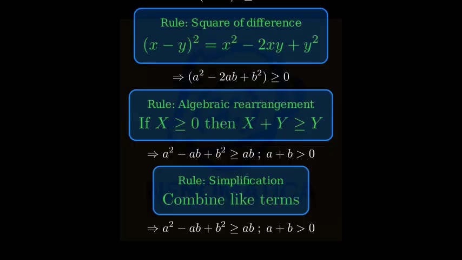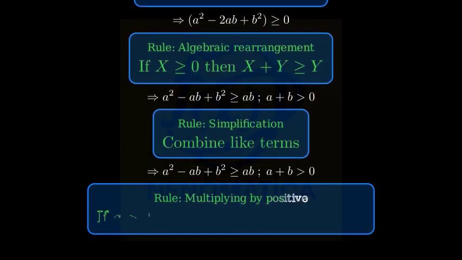And remember that we have the constraint that a plus b is greater than 0, which is satisfied because we assumed a and b are positive. Now, since a plus b is positive, we can multiply both sides of the inequality by a plus b without changing the direction of the inequality.